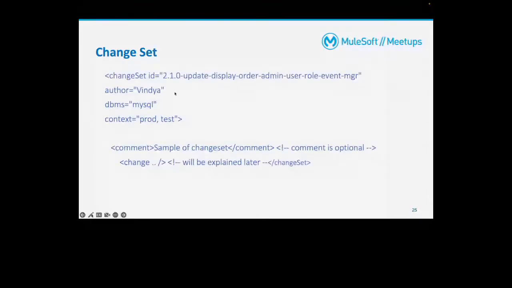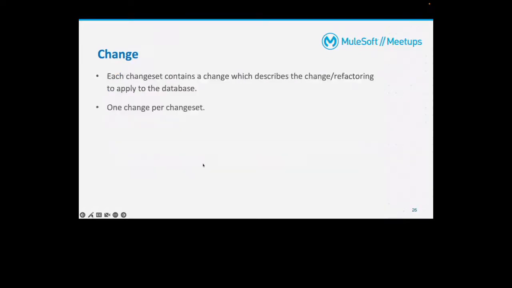Here you can see the format for the change set. There is an ID, like 2.1.0 or something. Then we have an author, that is the name, and you can specify the DBMS also, if you are supporting multiple databases. Here you can see the context, prod and test, so this script will only run in these two environments, prod and test. Then there will be some sample change sets.